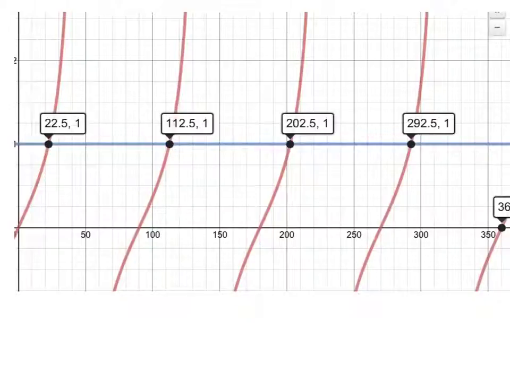So I'm looking at the graph of this relationship, though, and the red graph is the tangent of 2 theta, and this is the graph y equals 1. I'm seeing my 22.5 degree answer and my 112.5 degree answer, but I'm also seeing two other answers. So what I need to decide is, how do we come up with these two answers based on the work we did earlier?